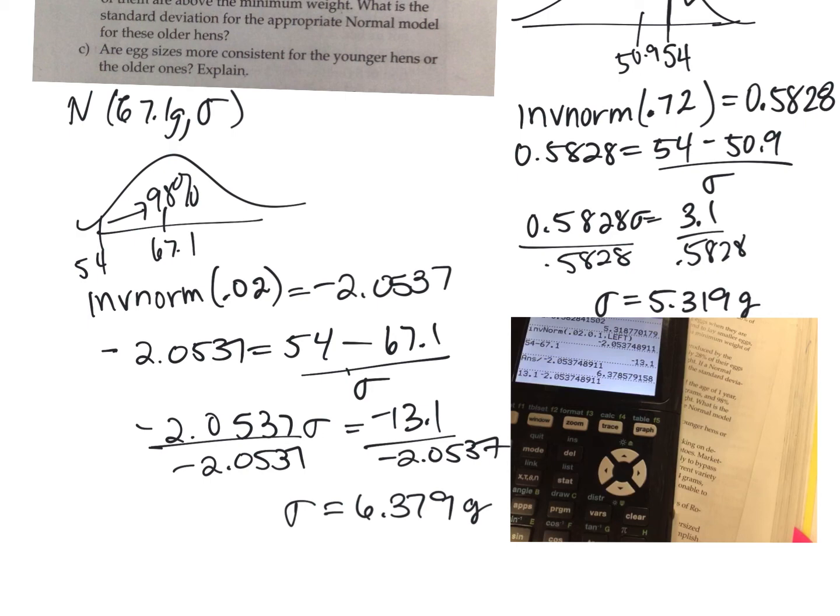Okay, so the last question was, are egg sizes more consistent for the younger hens or the older hens? Which one's more consistent? A standard deviation of 5.319 or 6.379? The smaller, right? The smaller is more consistent, so the younger hens have more consistent egg sizes.